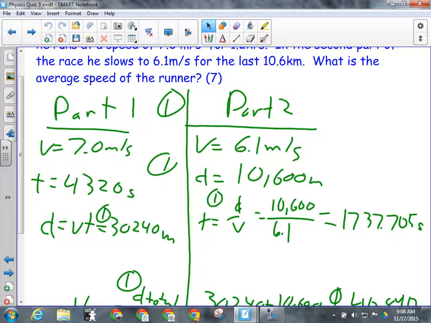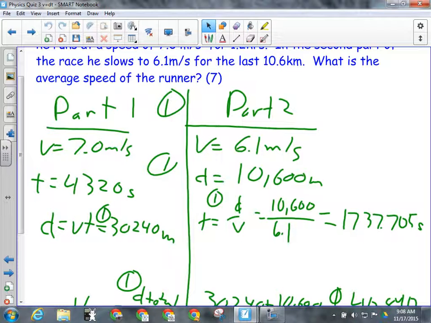I need total distance and total time. In part one, I don't have the distance, so that's the first calculation I've got to do. We get a mark for that right here. D equals V times T. So I take my 4,320 seconds, multiply it by 7 meters per second, and I get 30,240 meters. So 1 mark for that step. They don't have to have got the answer right as long as they showed that they were multiplying V times T. It's a method mark only.